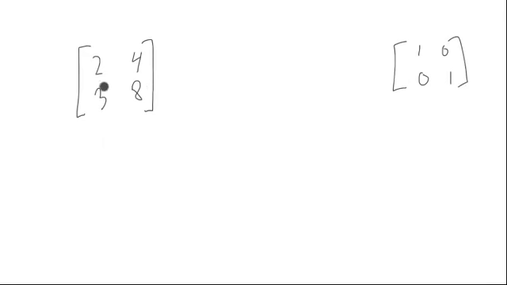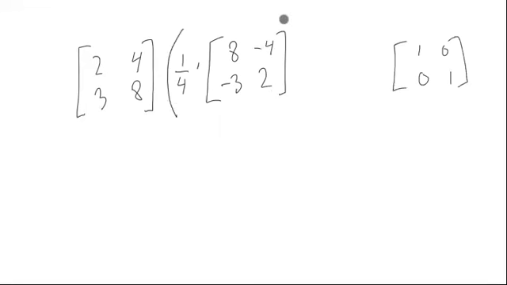Well, first, just take the determinant of this matrix. We get 16 minus 12, which is 4, and I'm going to write 1/4 times a matrix. The way we're going to do this is we're just going to switch these two entries and make these ones negative. And we're done. All you do is switch those two, make those negative, and say 1 over the determinant. For a 2 by 2, at least formulaically, that is a great way to do it.